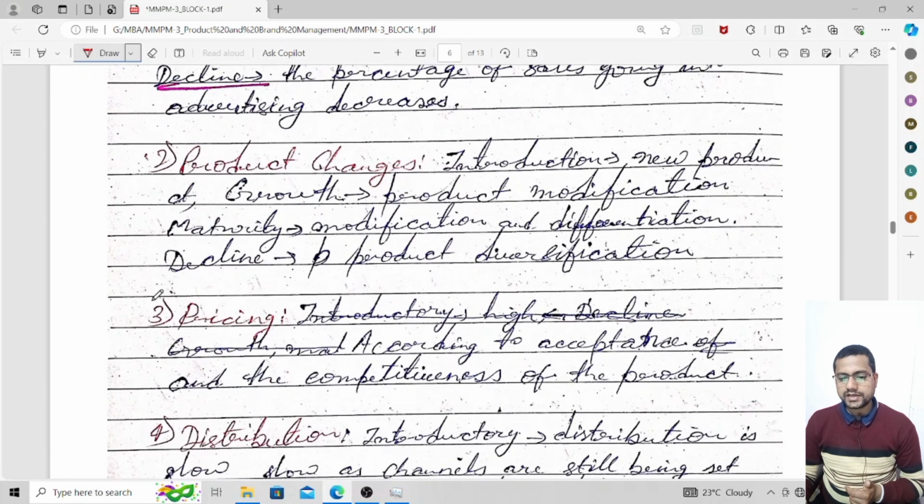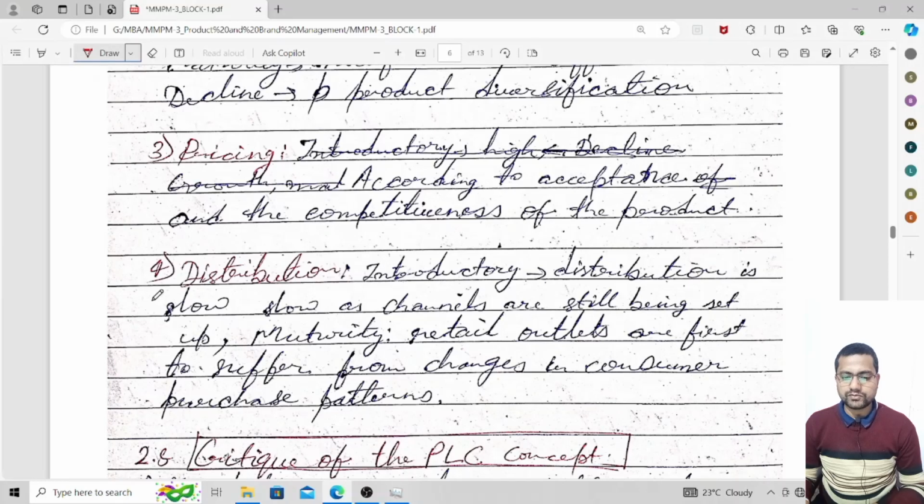Now, next here, the pricing. The pricing according to the acceptance and the competitiveness of the product. Pricing should be based on the acceptance and the competitiveness of the product. Then you have fourth, distribution.